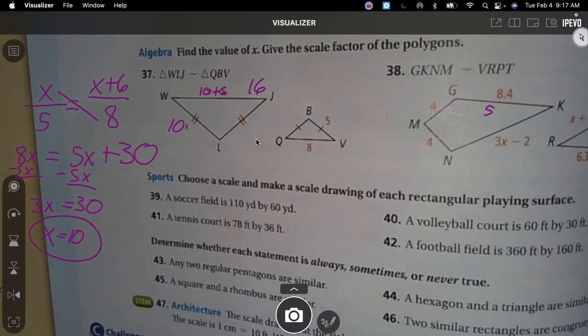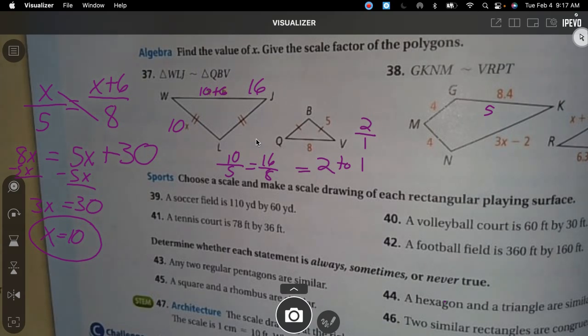Does anybody know? No? What would the scale factor be? This one is 10 to 5. This one is 16 to 8. What's the scale factor? Well, look, 10 goes with 5, 16 goes with 8. What is 10 over 5 reduced to? 2. So 2 to 1 or 2. You can put 2 to 1, 2 over 1. It's a scale factor of 2. This one's double the size of that one. Do y'all see that? That's what scale factor means.